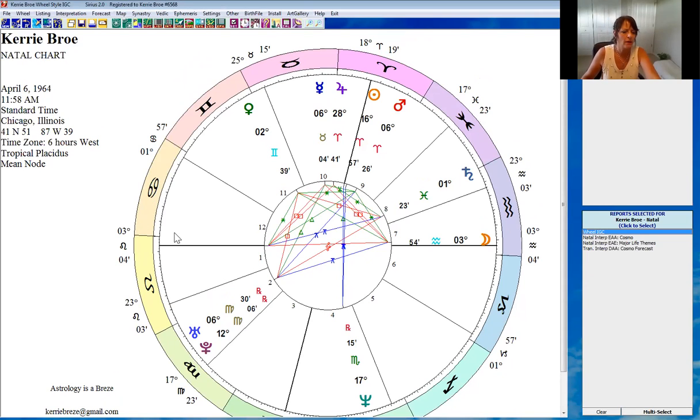Now that you know that, I'm going to tell you a couple other things. If we know that this whole circle is 360 degrees, and if we divide it by 12, that means there are 12 divisions of 30. I'm going to say each of these houses is approximately 30 degrees.